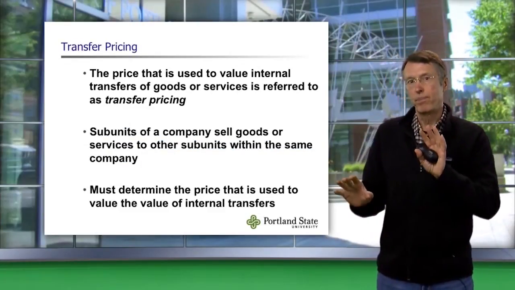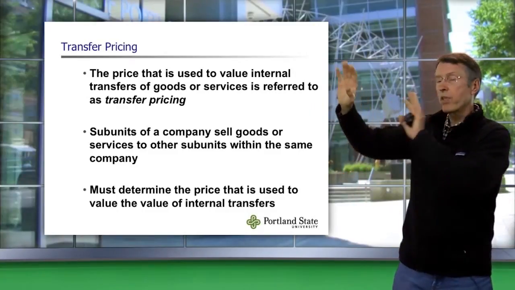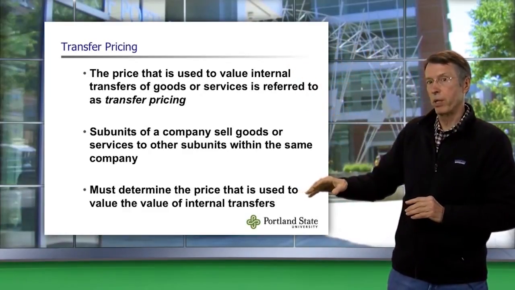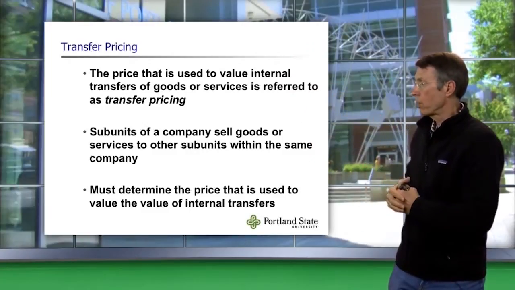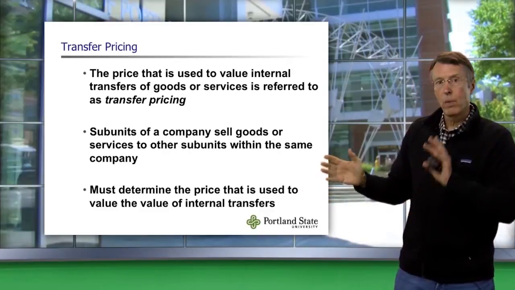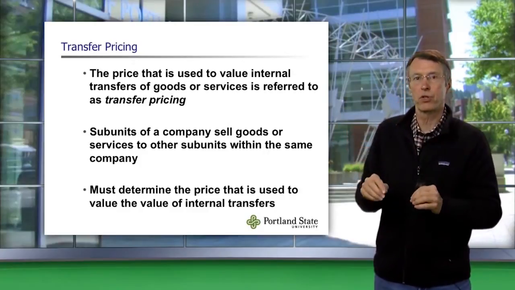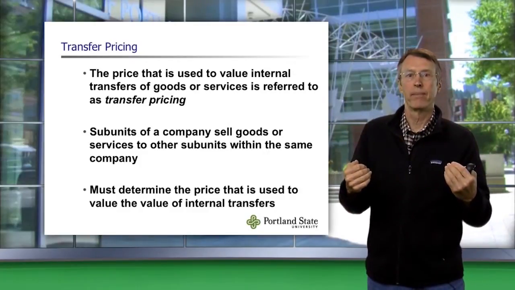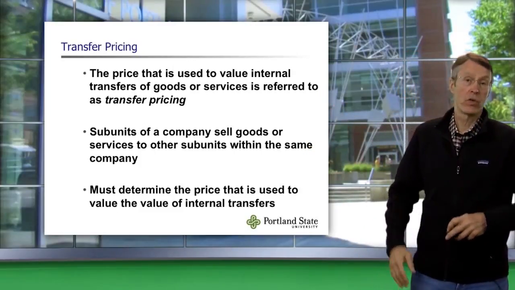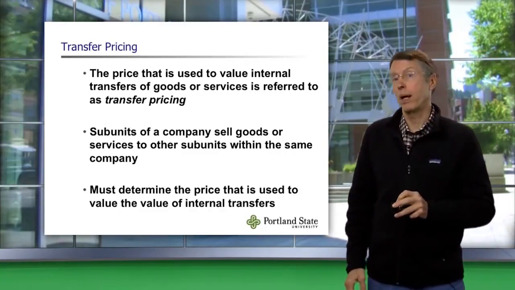Now we come to a concept called transfer pricing. When we have these multi-divisional companies with cost centers, profit centers, and investment centers, and if we have some of those responsibility centers doing business with one another, we have to decide what price we're going to use when we make these transfers of goods or services internally. What price do we set that values those internal transfers if we don't have to use external suppliers or don't have to go to external customers?